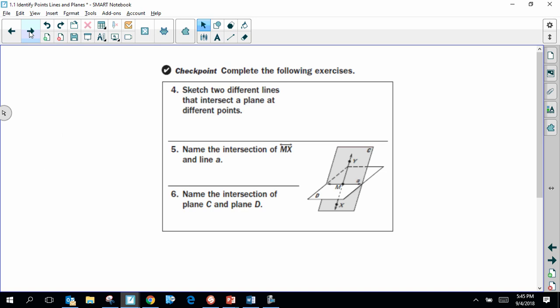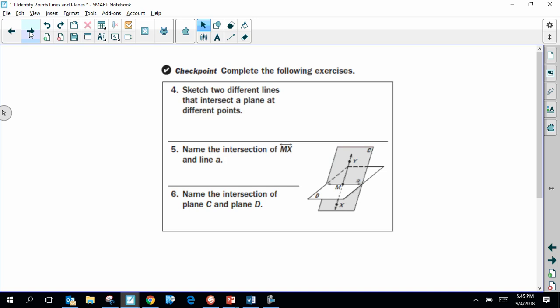So these are our final checkpoint questions. Go ahead and pause the video and answer these four. Draw the sketch in problem 4 and name the intersections in 5 and 6. So go ahead and pause the video and answer these questions. When you're done, hit play and check my answers compared to yours.